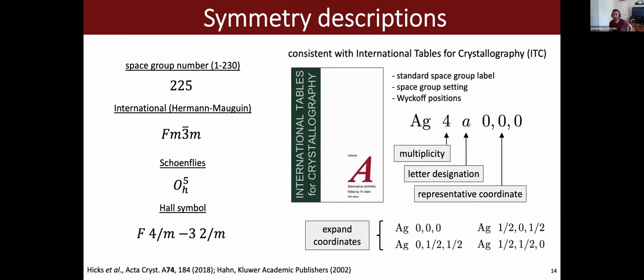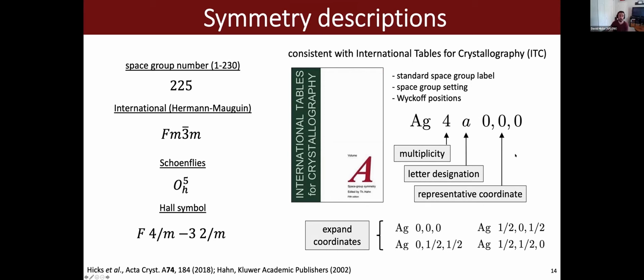So the other thing that you can get is the normal symmetry descriptions that you might be familiar with. So the space group number, the different space group labels. And then we also have consistency with the International Tables for Crystallography. So this is kind of the de facto standard for representing crystallographic symmetry. And so we're consistent with that, and we can actually provide some of the descriptions that are consistent with this convention.